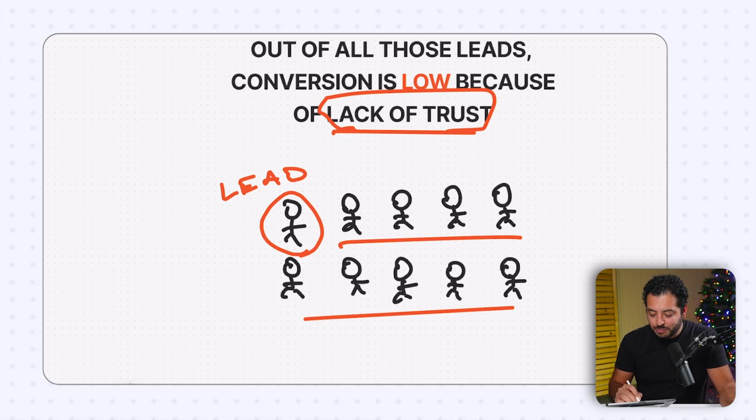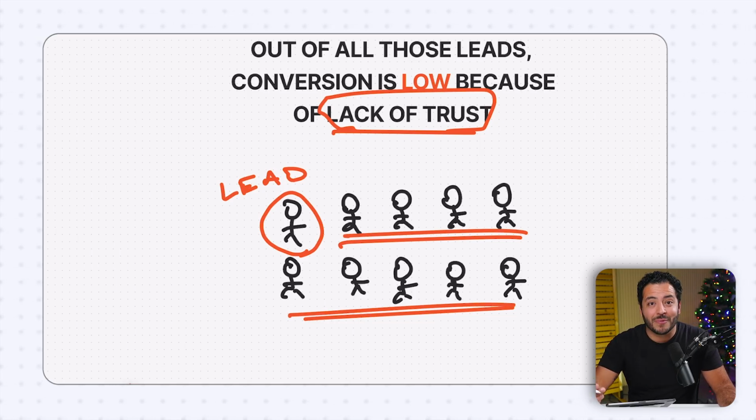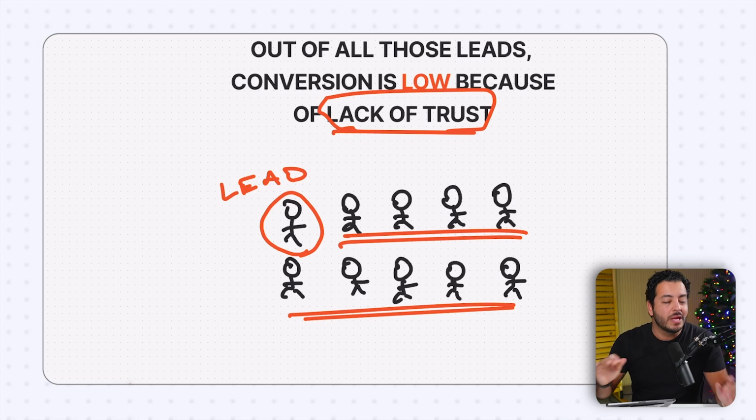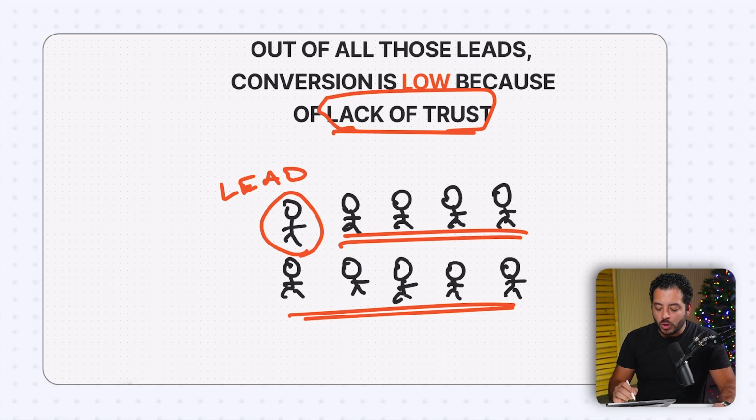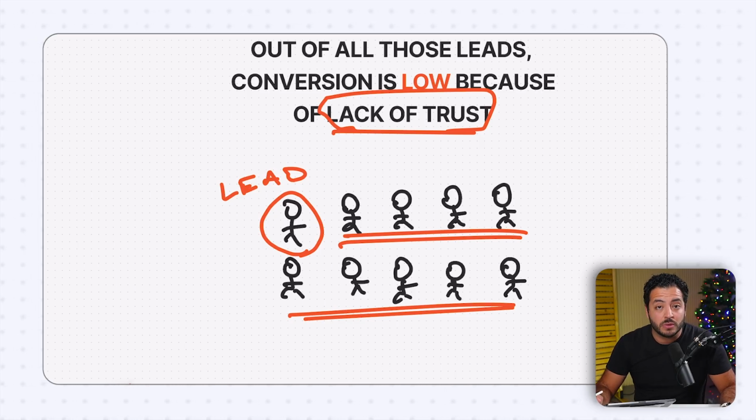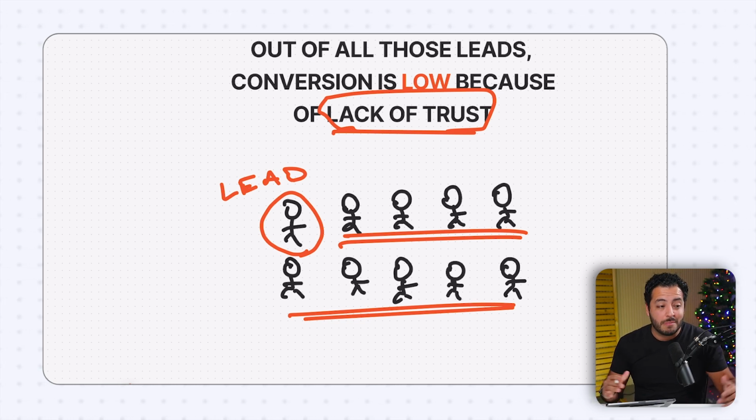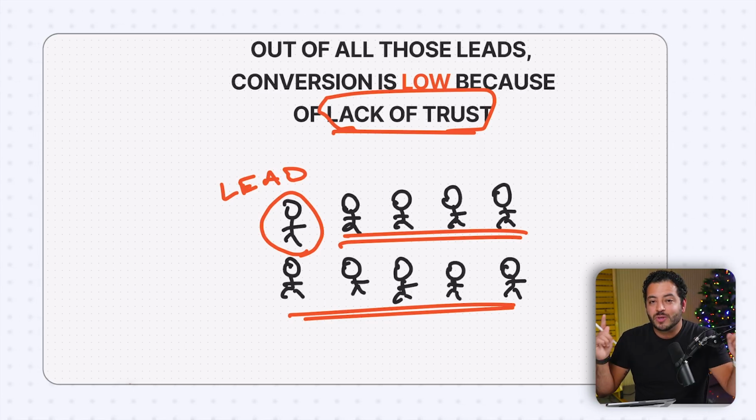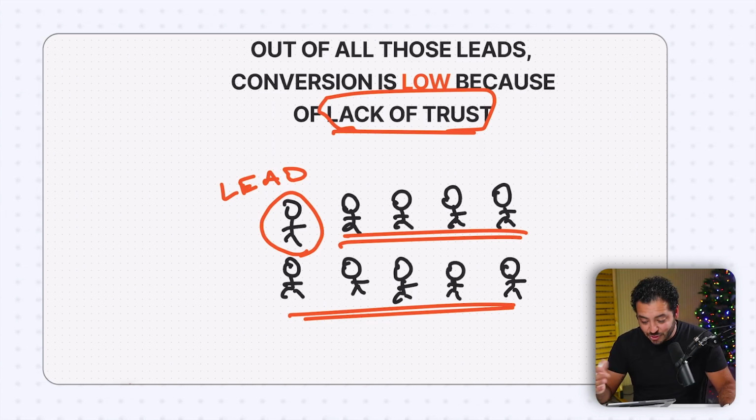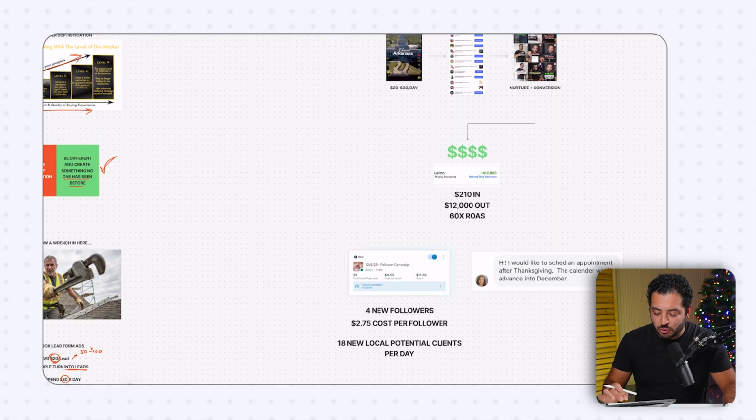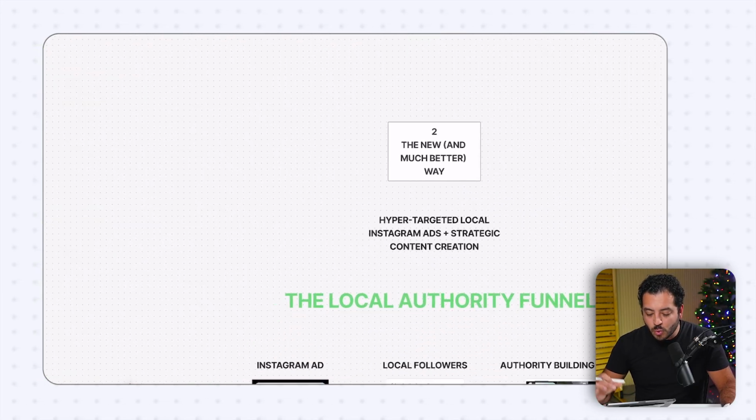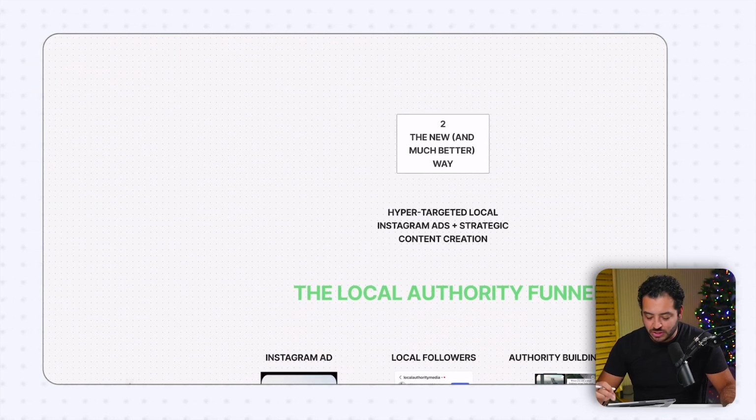So these 9 people that you're paying for, by the way, you're paying to get in front of those people, but they're not converting. So what do we do with those other 9 people? Is there a way that we can actually get in front of them and convert more of them, and get much better than a 10%, if that, conversion rate? Well, yes. And the answer to that brings us to number 2, the new and much better way to generate leads.